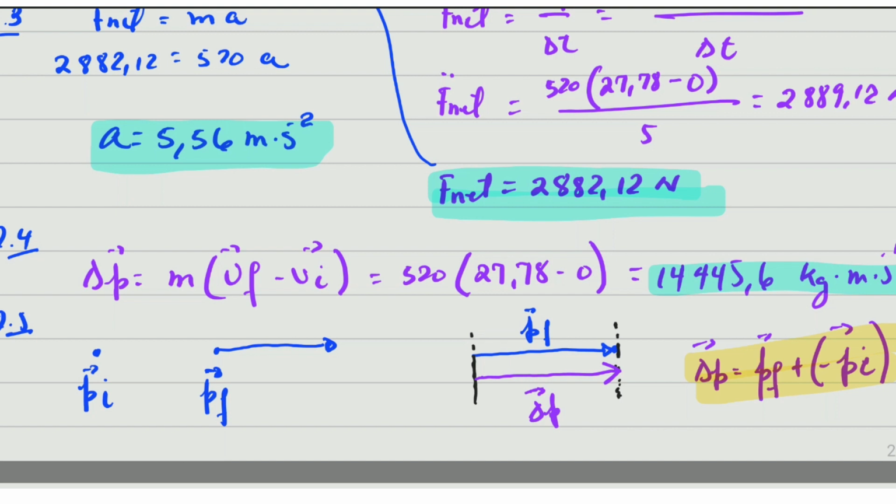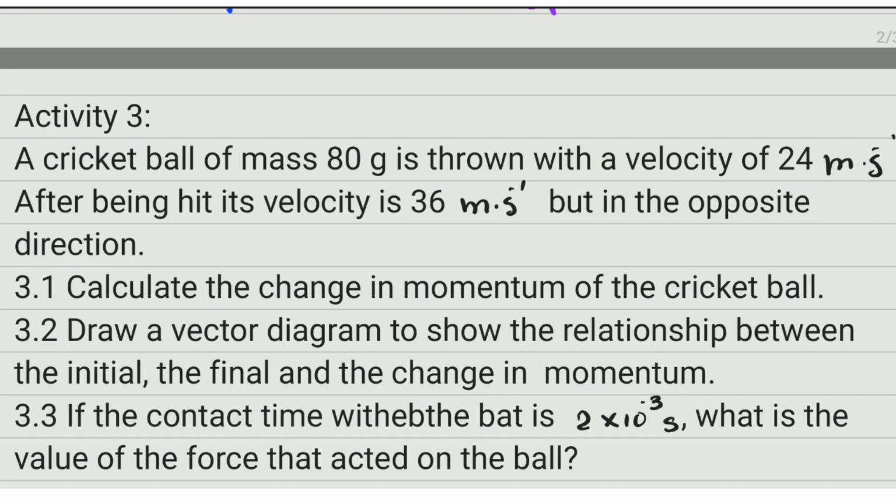So let's go to the last question we're going to answer now, and then we'll be sorted. So the final question said a cricket ball of mass 80 grams, the mass is 80 grams, as usual, let's mark the data, is thrown with a velocity of 24 meters per second. This here is the initial velocity. After being hit, its velocity is 36 meters per second. This is the final velocity, after.